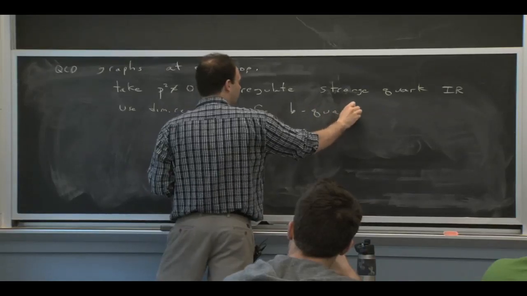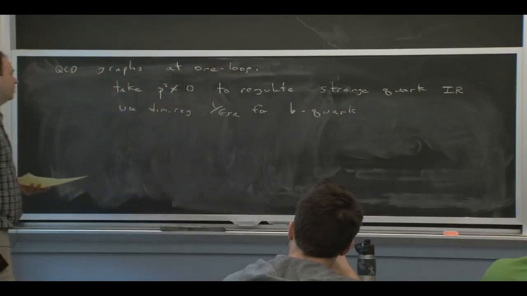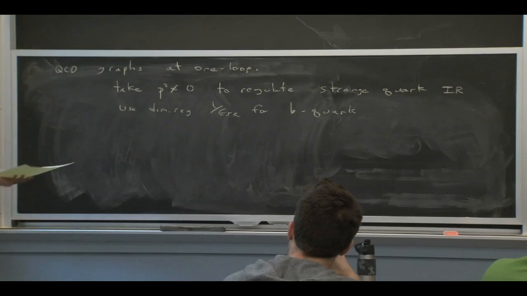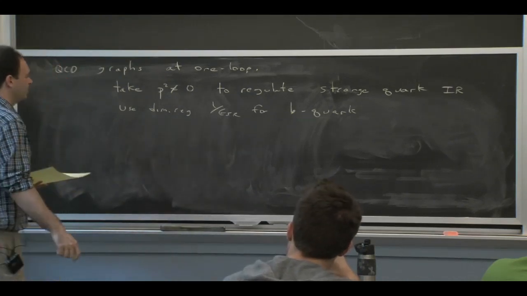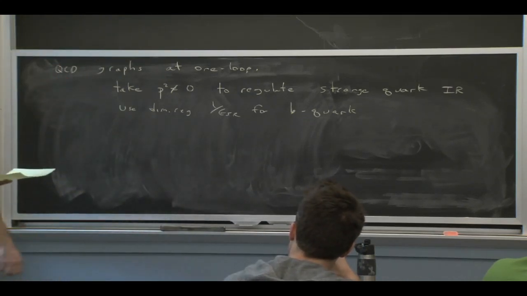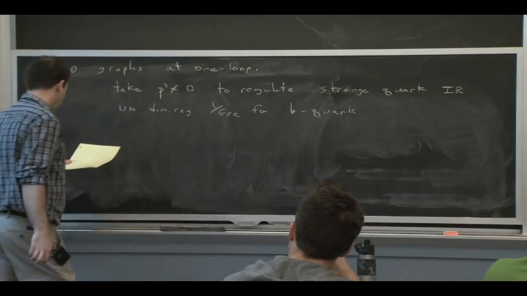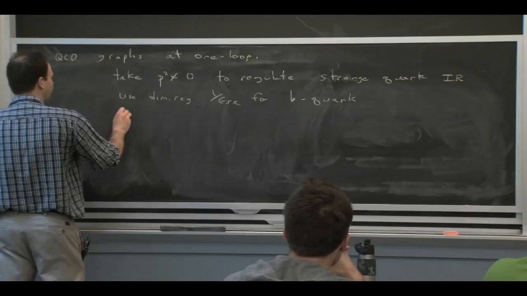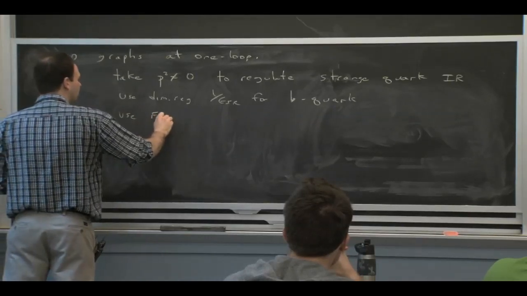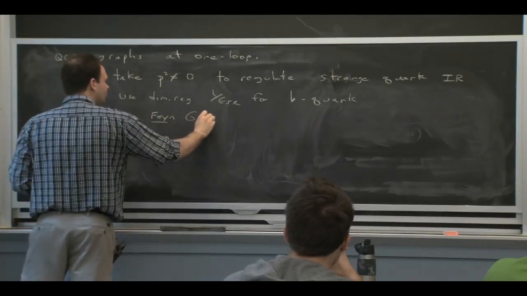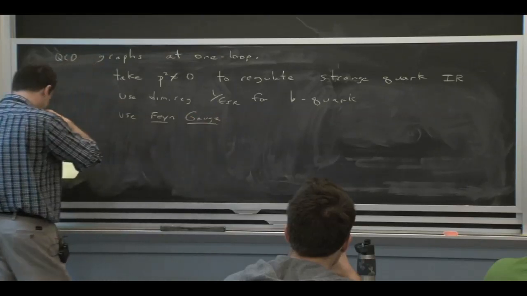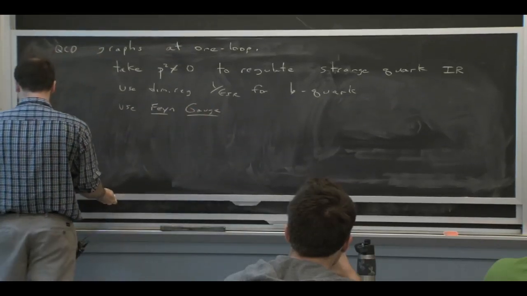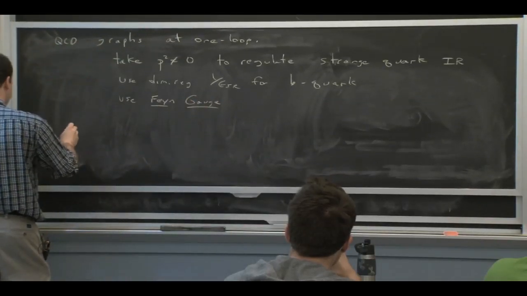So I could take the B quark to also be off shell. That would make the formulas even more complicated. So instead of doing that, I'm just going to allow epsilon to regulate the B quark. And these guys are pretty easy to track, so that won't be a problem. And I'm going to use Feynman gauge. I don't have to do that, but that's a nice gauge for doing calculations.